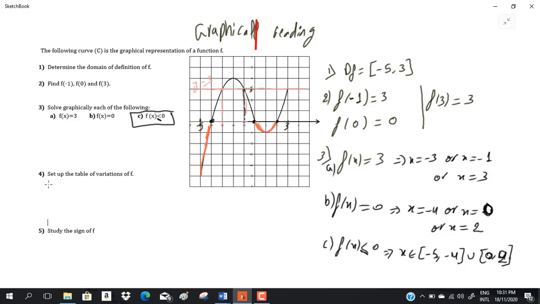Table of variation. To set up the table of variation, we have to draw a vertical line and a horizontal line. X varies from -5 till 3. And we have to study the variations of f.